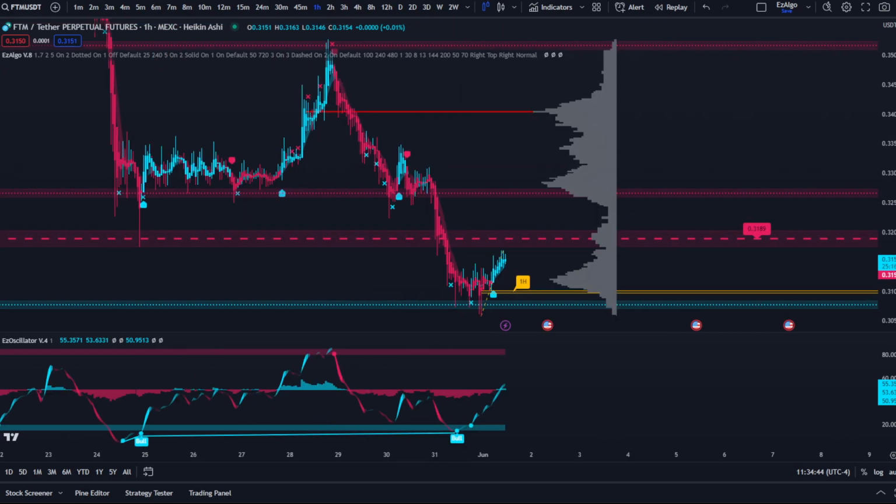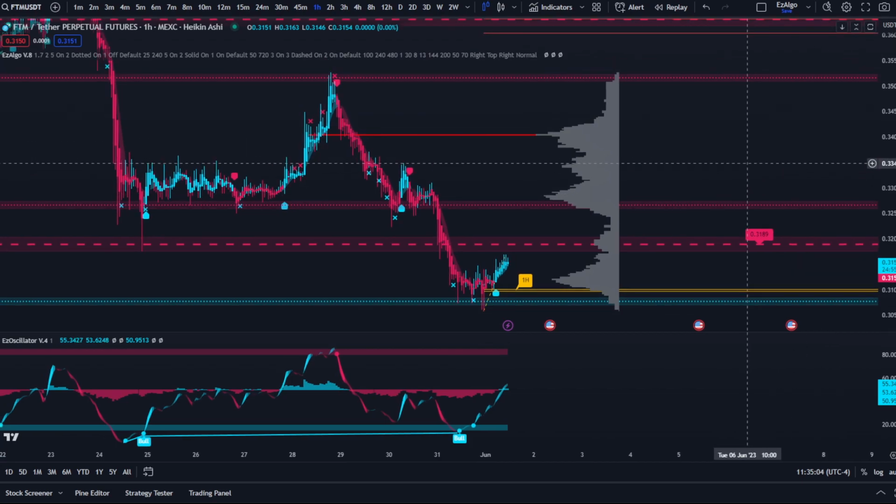You can also use 4-hour support and resistance levels. The 4-hour levels are very accurate as well, but definitely be sure to use higher time frame levels in your trading. It doesn't matter what time frame you're entering. You could still be entering on a 15-minute time frame. You still want to use higher time frame levels for the most amount of confluence.